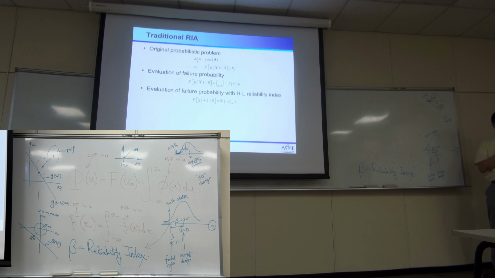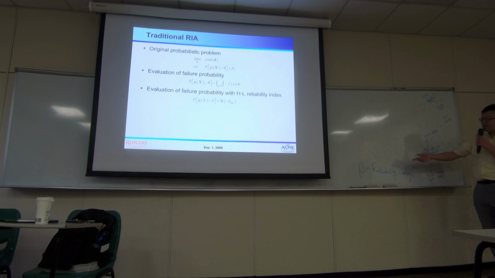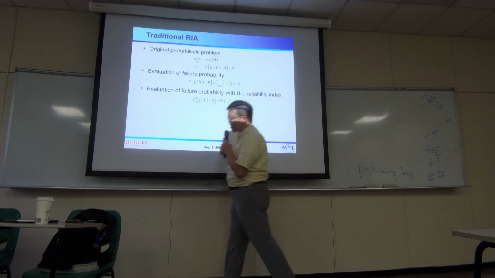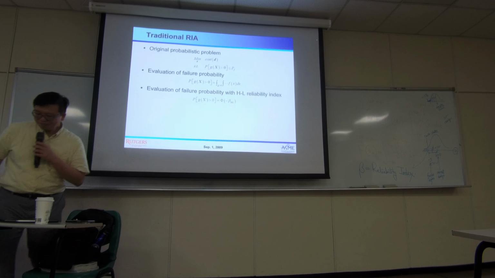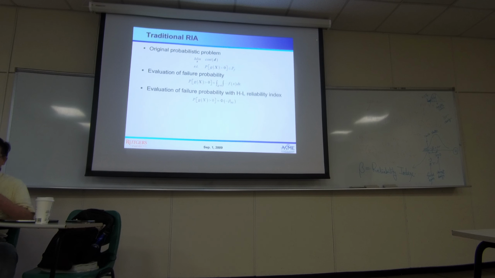And there are people who do 6 sigma. That means they want to keep away from the failure with a distance of 6 times your sigma. So the failure rate will be super low, and the reliability will be 99.99%. Okay, so over here, beta is how much you keep away from the failure region, the allowable one.